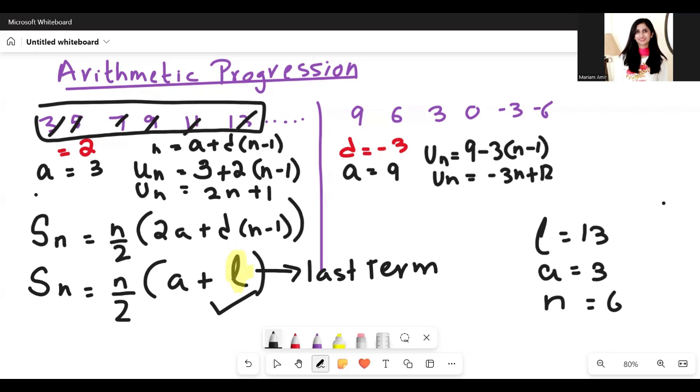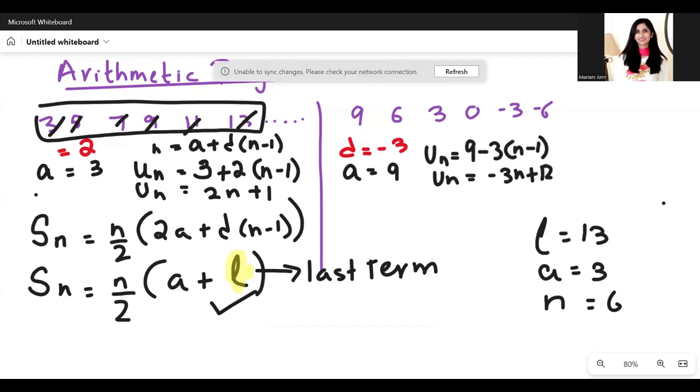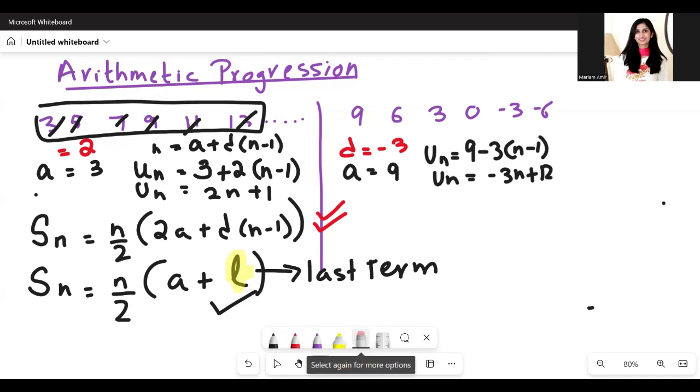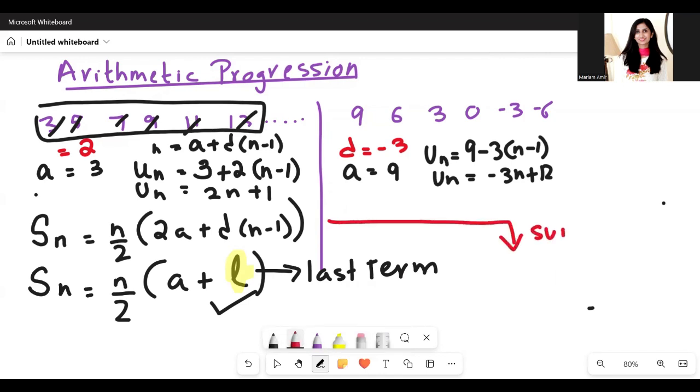So if you know the last term or the nth term of the series, then you can just use this formula. Otherwise, like I said before, this is the more commonly used formula, because the last term is usually not known in the past paper questions. Okay, so let me try using this formula. Let's say we have to find sum of first 25 terms of this sequence.